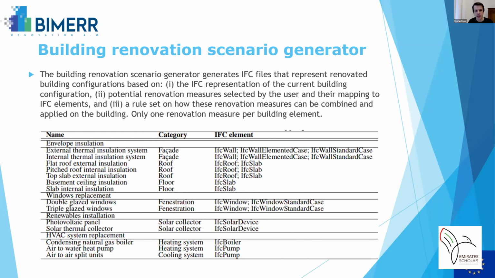And we have a rule set on how the renovation measures can be combined and applied to the building, because you can imagine that it's not straightforward to combine all these measures, because some are cancelling out or some are not compatible to each other. And we have one constraint, which is that we can have only one renovation measure per building element. Like, the system is not considering putting an outer insulation and an inner insulation on the same wall. It just chooses one of them at a time.